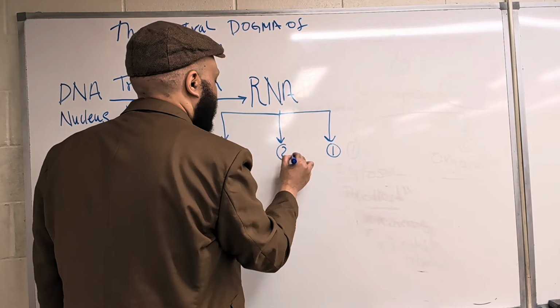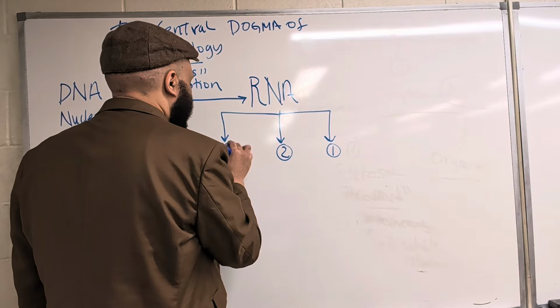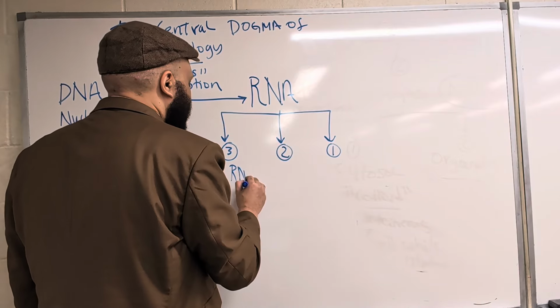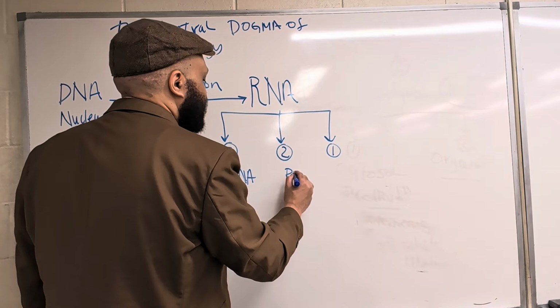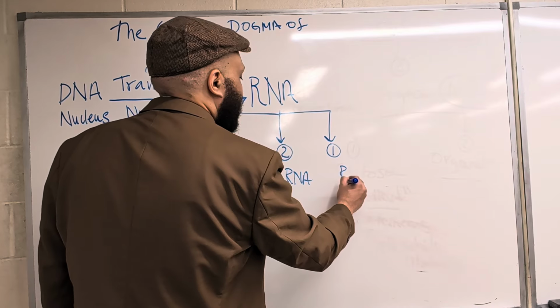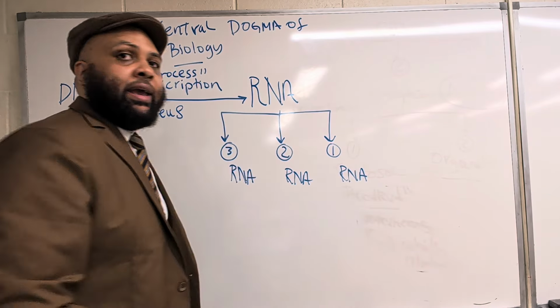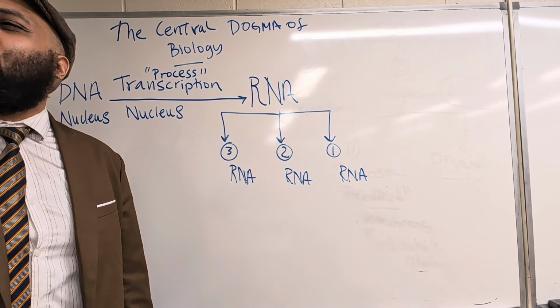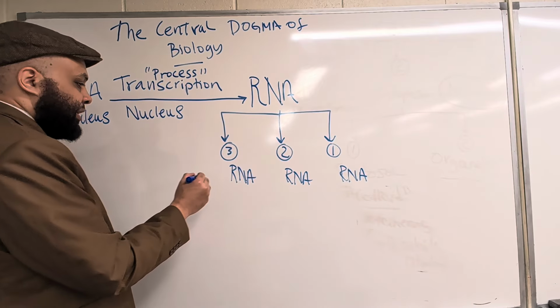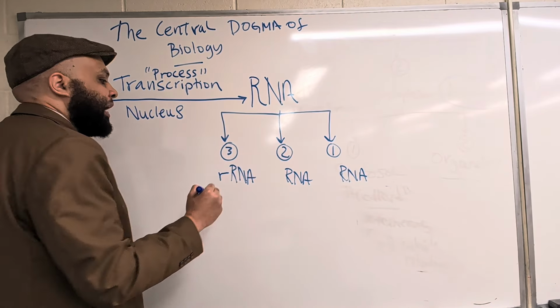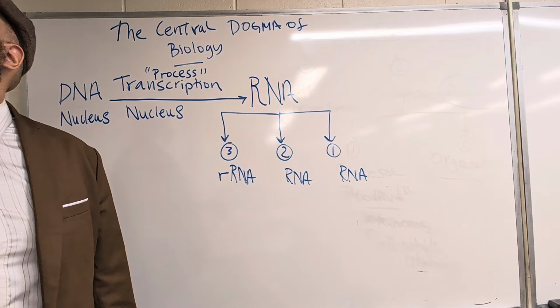RNA 1, RNA 2, RNA 3. What are the 3 different types of RNA? So everybody give me one. Yes. RNA? Absolutely. So we have rRNA. And what does rRNA stand for, for those who don't know it?